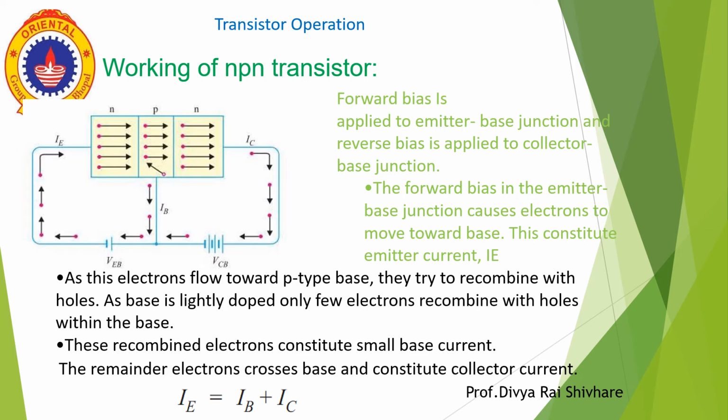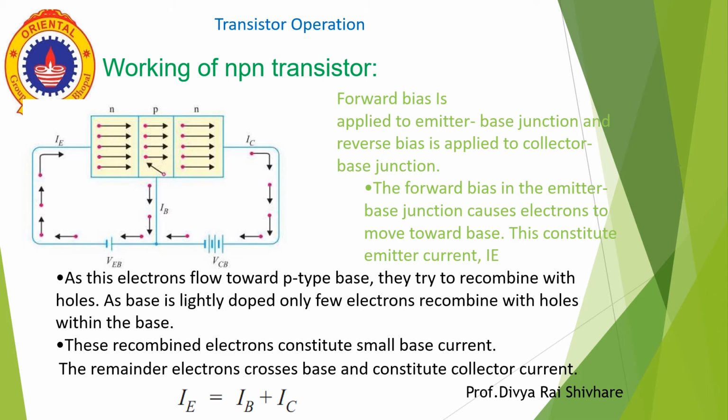Now we see the working principle of NPN transistor. So here we see the diagram of NPN transistor, where one P is sandwiched between two N-type materials and batteries are connected. Forward bias is applied to emitter base junction and reverse bias is applied to the collector base junction, which is shown in the given figure.